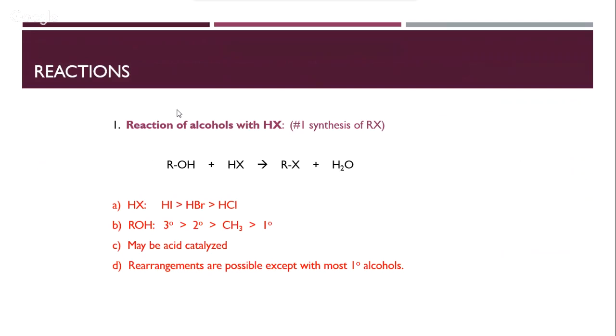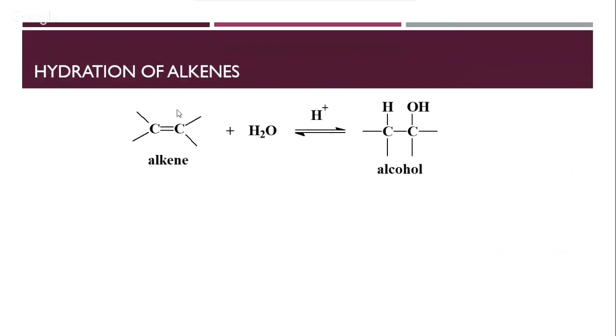Then we saw the methods of preparation of alcohols. They can be prepared from HX. This is a reversible process. So HX can go to alcohol, or alcohols can go to HX. Either way, the reactivity, of course, is 3 degree more reactive than 2 degree than CH3.